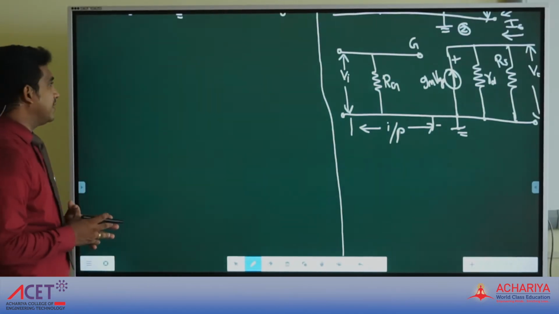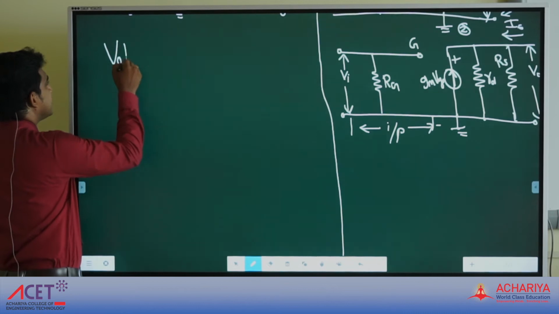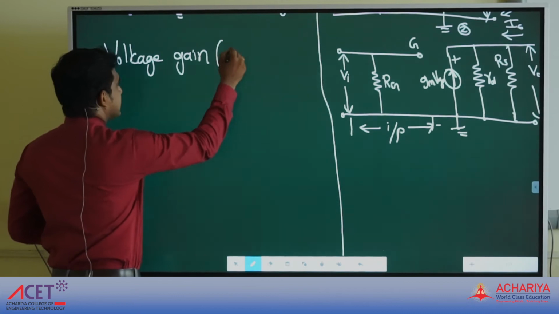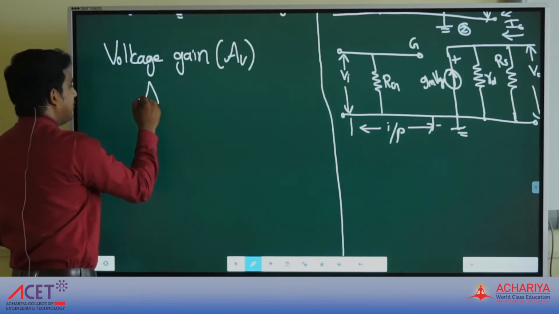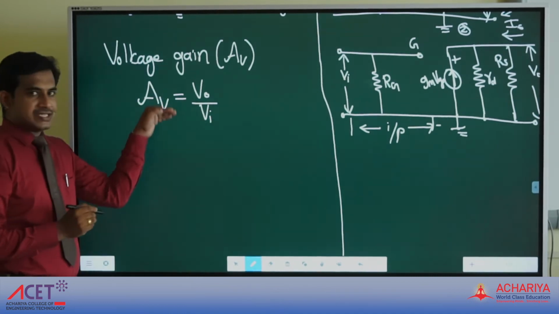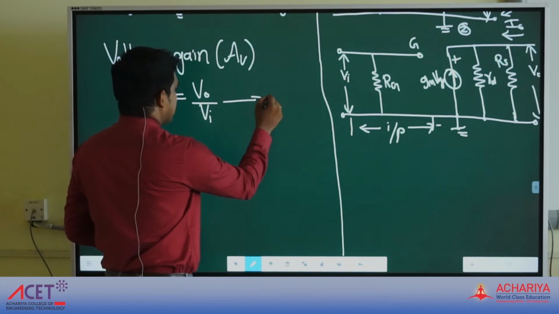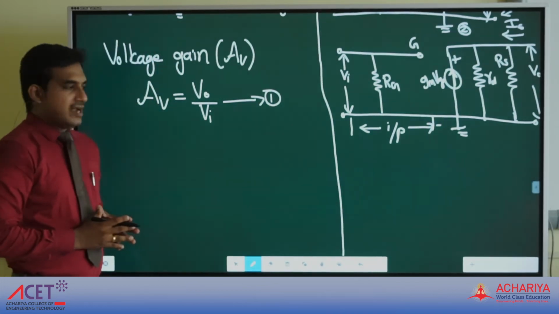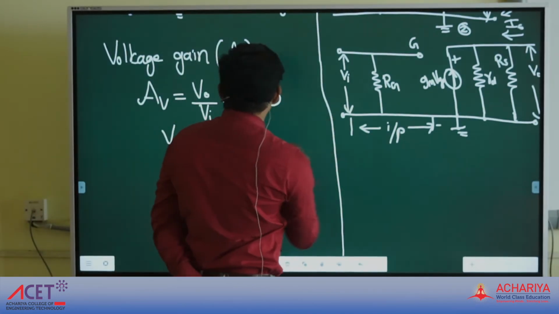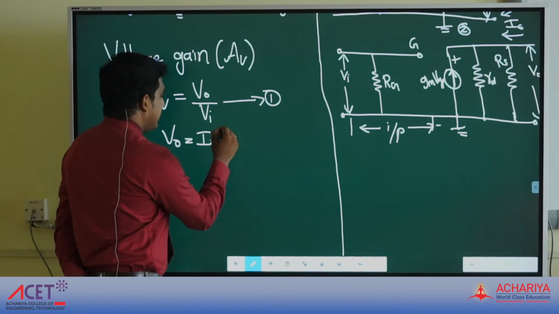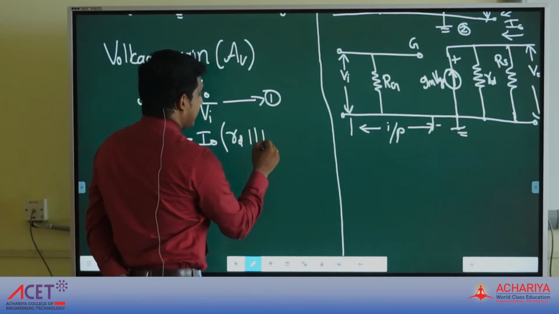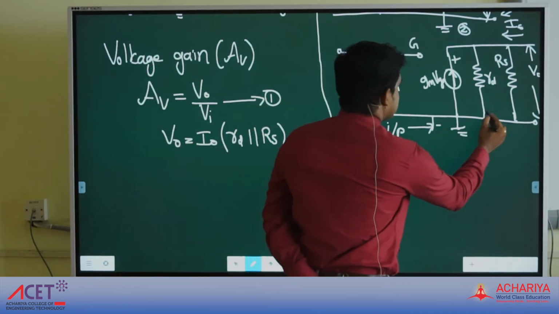Next we are going to find the voltage gain. Voltage gain is represented by AV. AV is given as AV is equal to V0 divided by VI, that is output voltage divided by input voltage. Consider this as equation number 1. What is V0? By using Ohm's law we can write V0 is equal to output current I0 into the resistance present in the output loop, RD parallel capital Rs. These are the resistances present in the output loop.